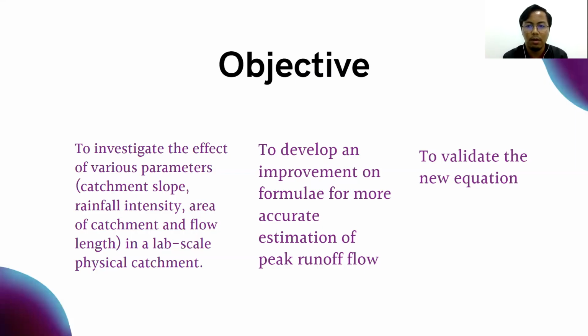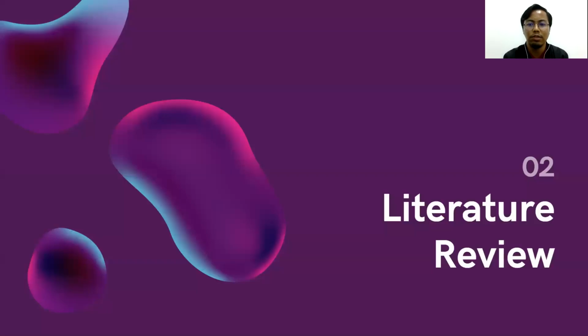My objective of this FYP: the first one is to investigate the effect of various parameters such as catchment slope, rainfall intensity, area of catchment, and flow length in a lab scale physical catchment. So we'll use a lab scale to do our experiments, not a field experiment. The second one is to develop an improvement on a formula for more accurate estimation of peak runoff flow. The third one is to validate the new equation. When we develop a new equation, we have to validate that equation.